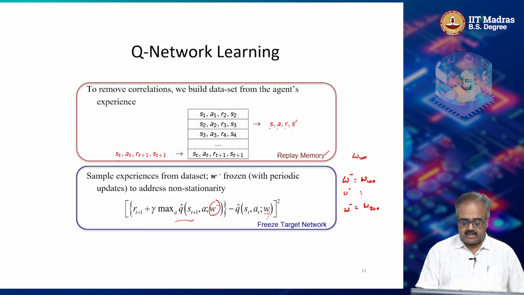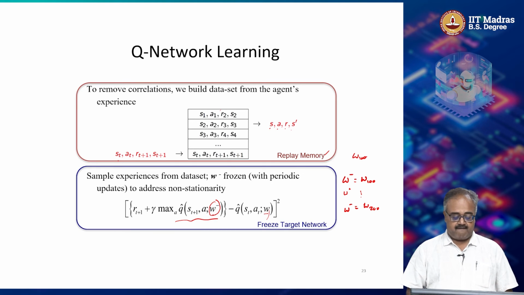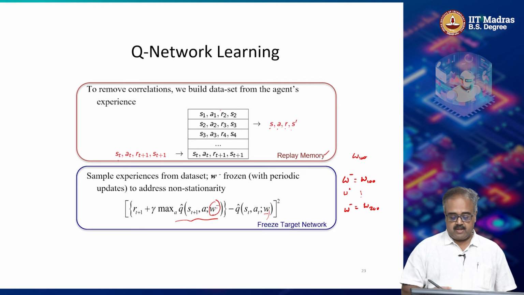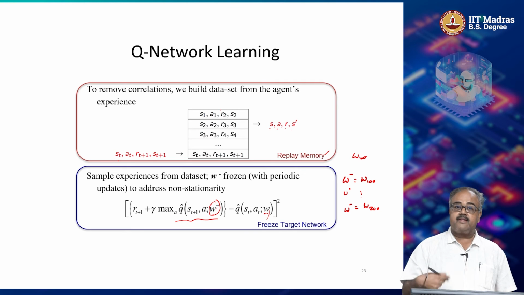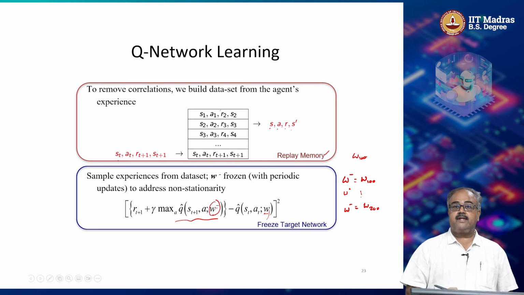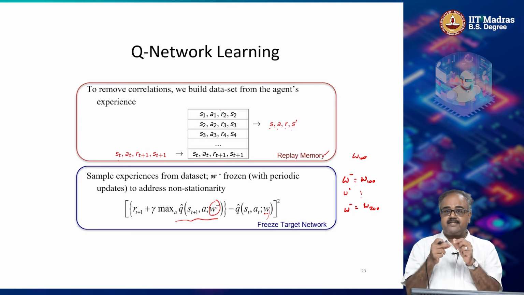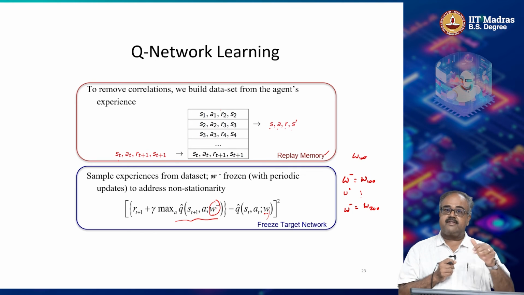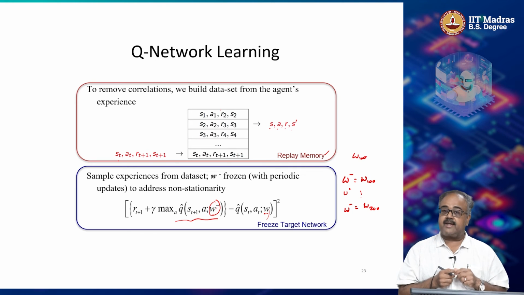And for computing the target Q value, I will always use W minus and not W. So W will be used only for computing the current estimate of the Q, and W minus will be used for computing the target. So what is happening here? The current estimate of the Q is changing at every time step, but the target estimate is changing only every 100 time steps or every 1000 time steps and so on.